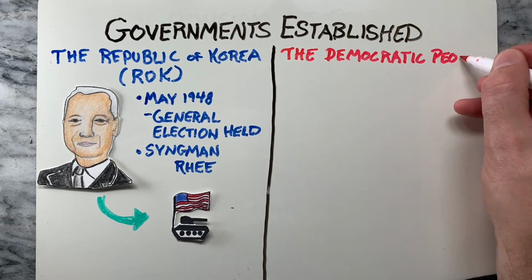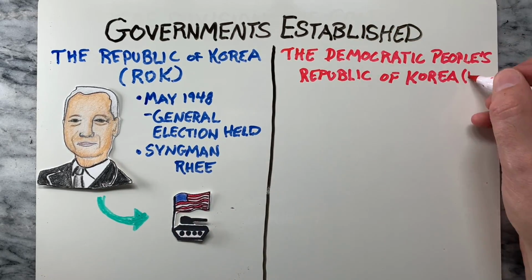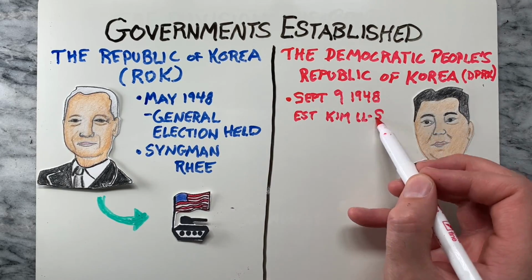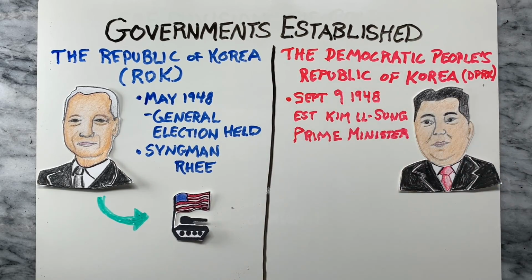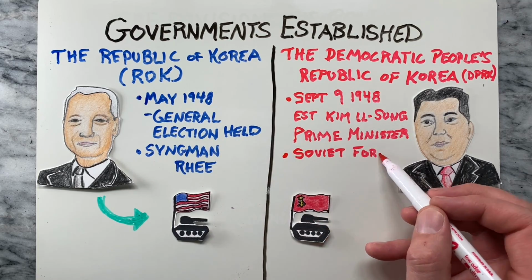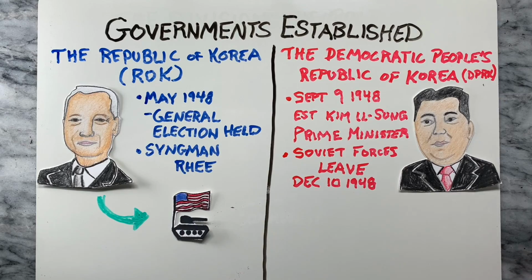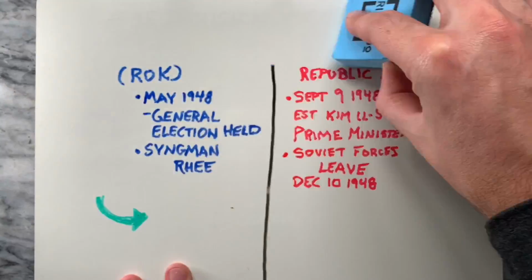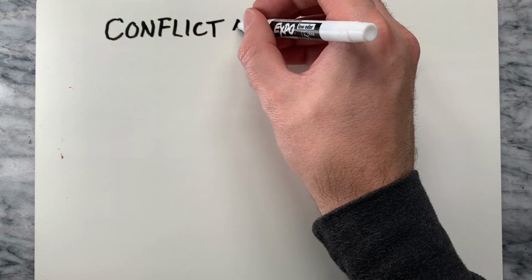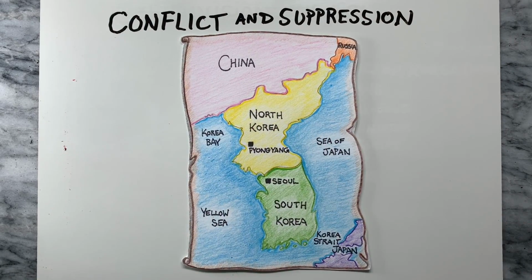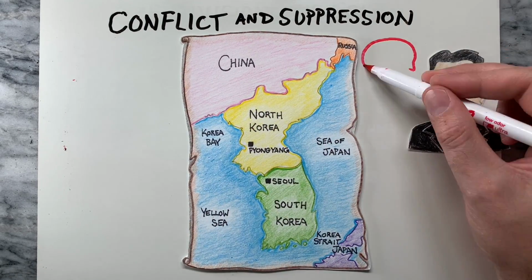On September 9th, in North Korea, the Democratic People's Republic of Korea, or DPRK, was established with Kim Il-sung as prime minister. Soviet occupation forces left the DPRK on December 10, 1948, and U.S. forces left the ROK the following year. As they do to this day, both governments consider themselves to be the government of the whole Korean peninsula, and both saw the division as temporary.